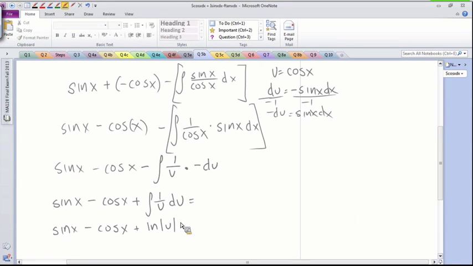But then again, we don't want this in terms of u, we want this in terms of x, so I'll replace my u back with what I originally substituted for. So it'll be ln of the absolute value of cosine x. And that is our final answer, plus c. Any questions?